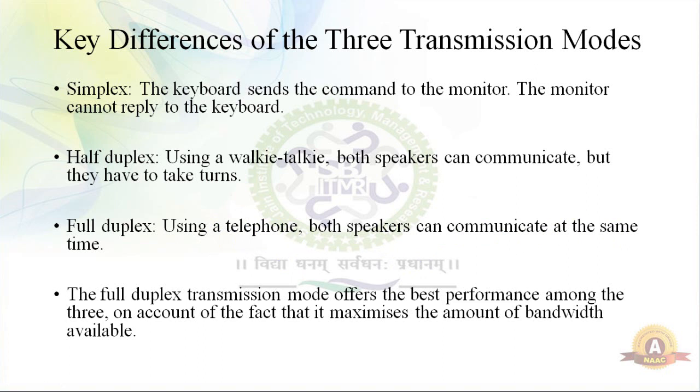The full duplex transmission mode offers the best performance among the three on account of the fact that it maximizes the amount of bandwidth available. Why is this bandwidth maximized? Because in full duplex the sender and receiver can both communicate at the same time. That's why the full duplex type of communication has better performance, and it provides the best features for sending and receiving the data.